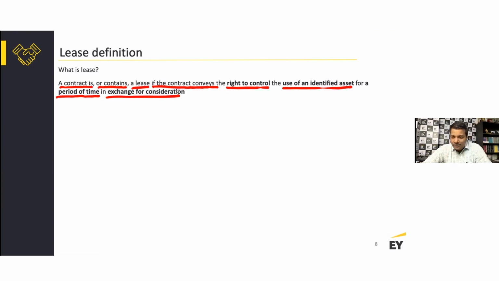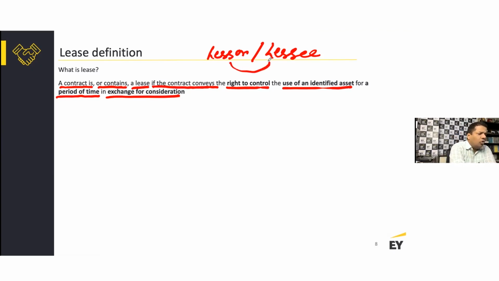So what does that mean? If you are a lessee, there are two parties required, lessor and lessee, right? There are two parties which are required as part of this arrangement. So there has to be a transfer of control over that asset from lessor to lessee. Okay, that's step number one.